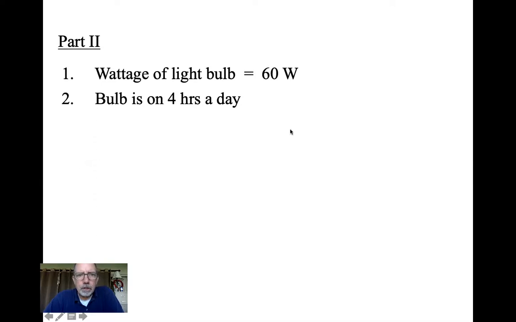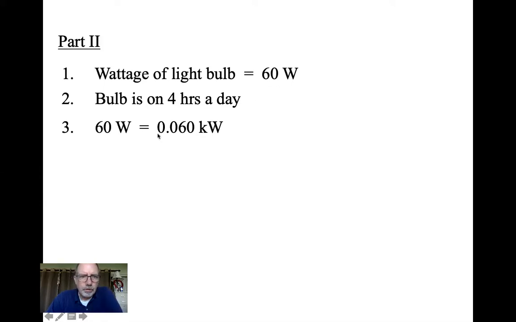Because if this is in a lamp in my living room, I turn it on around, I don't know, 6:30 or something when it's starting to get dark, and it just stays on until I go to bed at 10:30. So it's on about 4 hours a day. That's an estimate. That's your estimate. Now I want to find the kilowatt hours and then the cost.